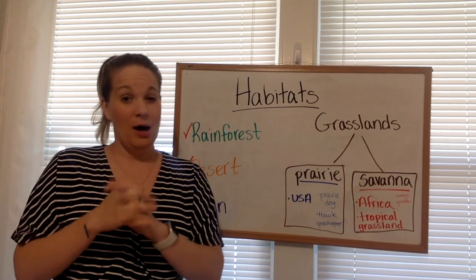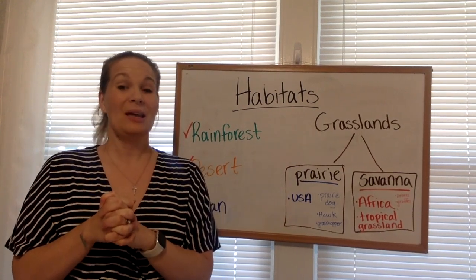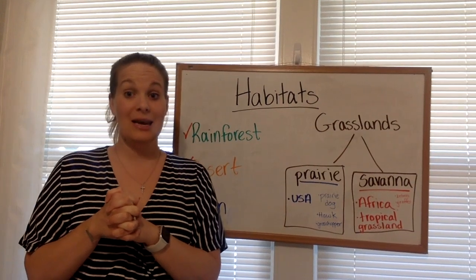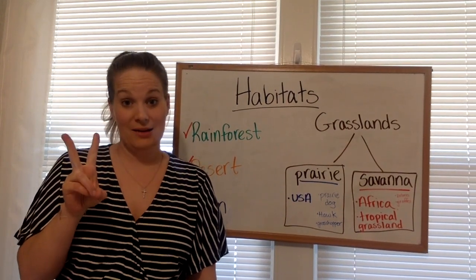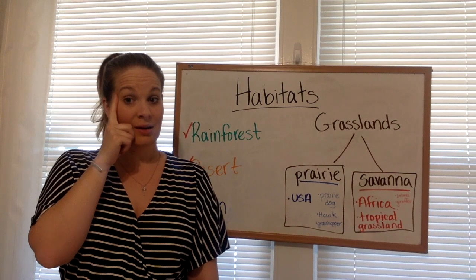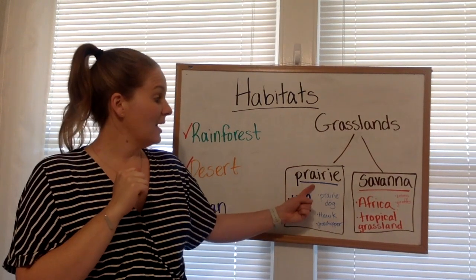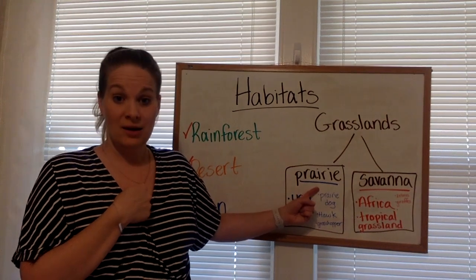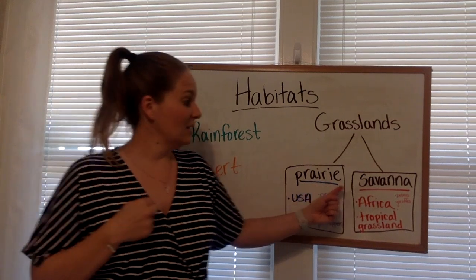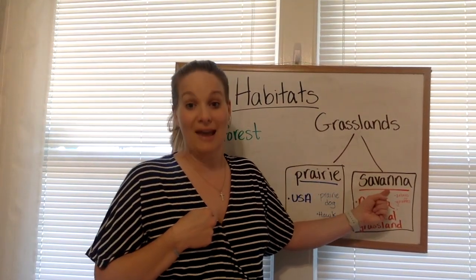So, quick pause, think. What are the 2 different names for grasslands? Can you think of them in your head? The first kind of grassland is a prairie, and the second type of grassland is a savanna.